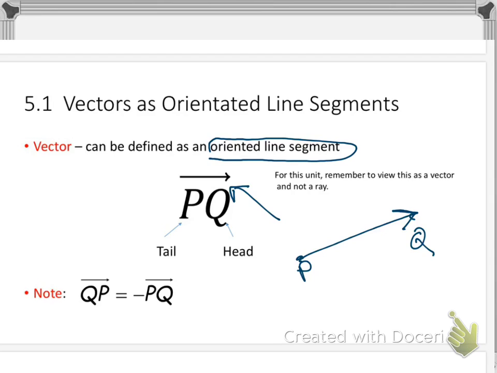Okay, things to note. If you change the order, it's going to be negative. So if PQ is positive, QP will go in the other direction. It'll have the same magnitude, but it'll be negative. So to set them equal, you'd have to negate the second one, and then they are equal.